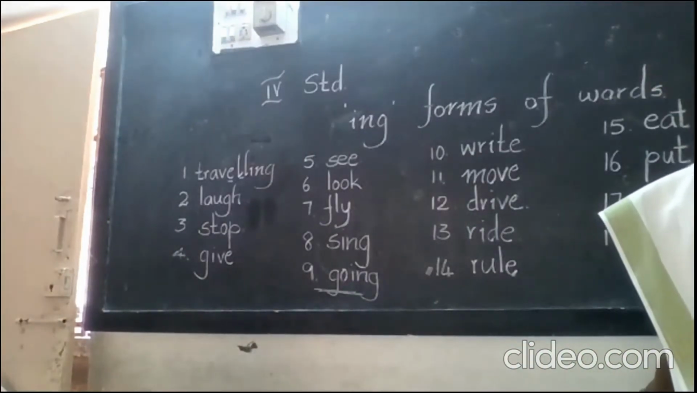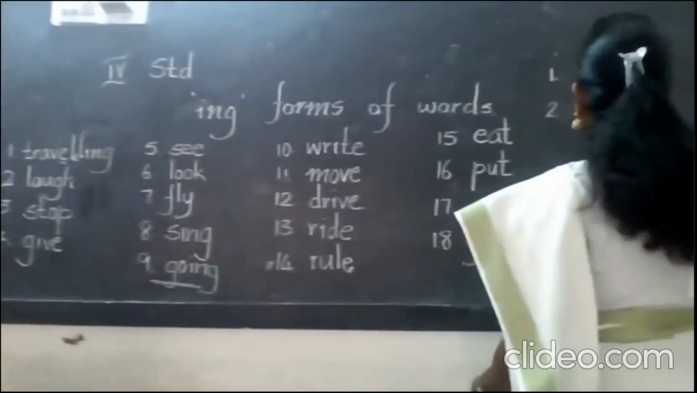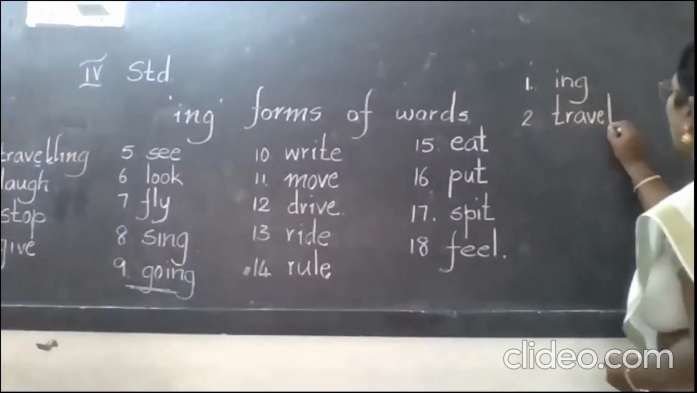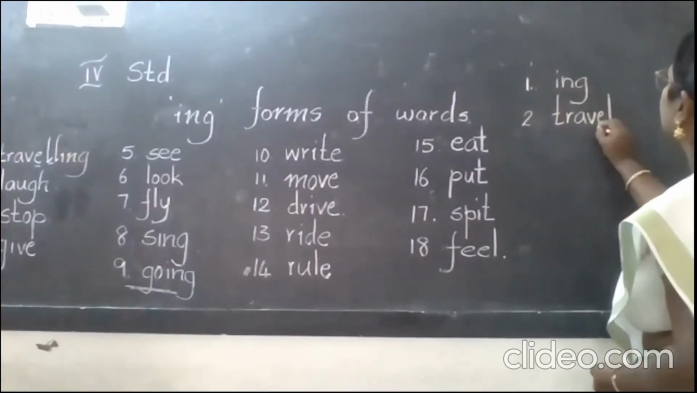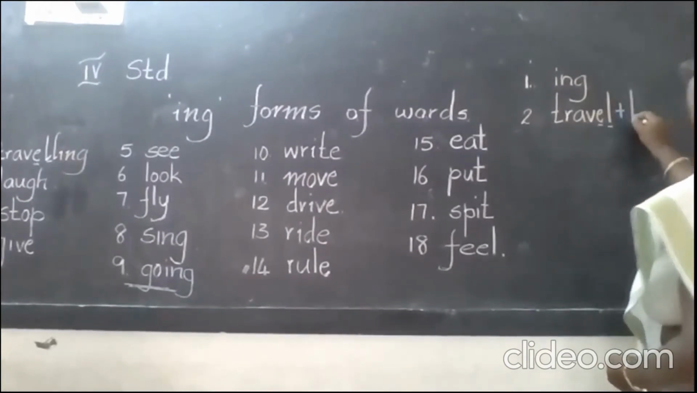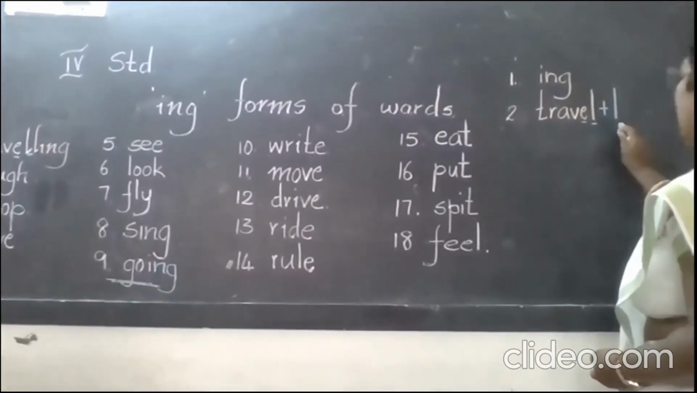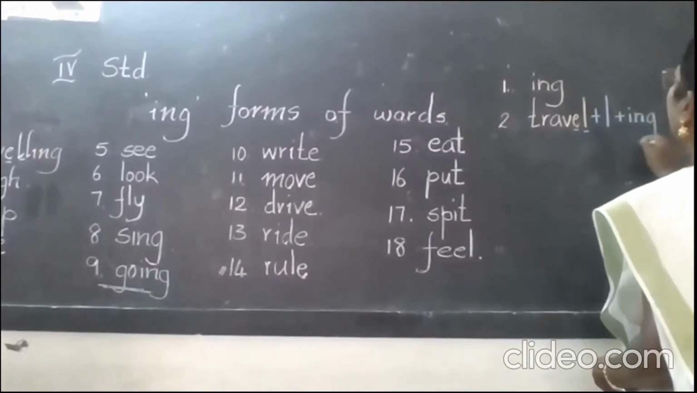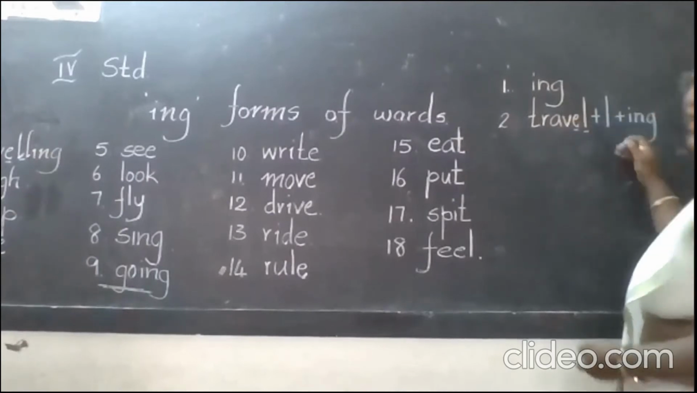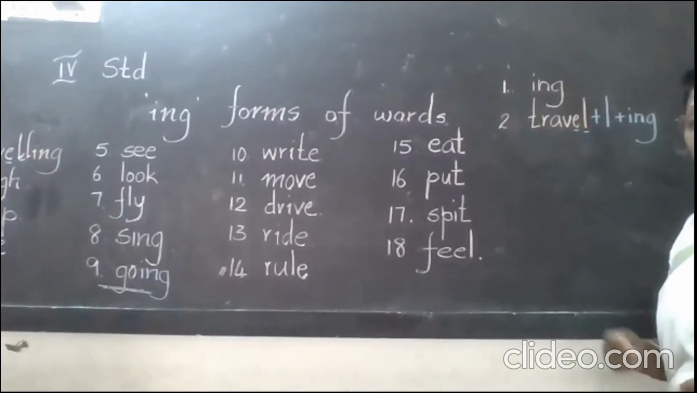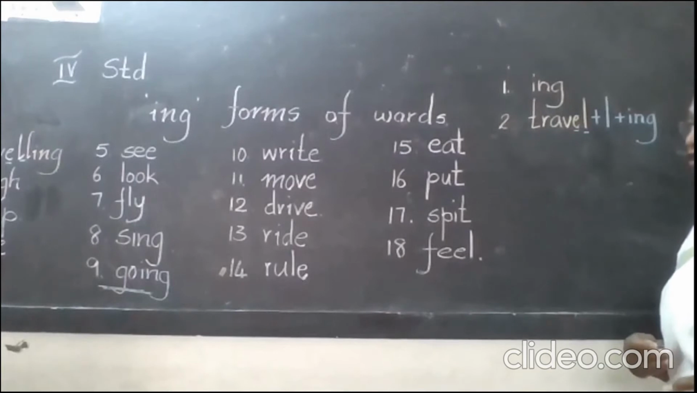For example, I want to show you with an example. So you have travel. Here the last letter is a consonant, and before the consonant, E is a vowel. So what you do is add L to it. You have to repeat the consonant, and then you add ing. So you get traveling. Travel, traveling. Understood?